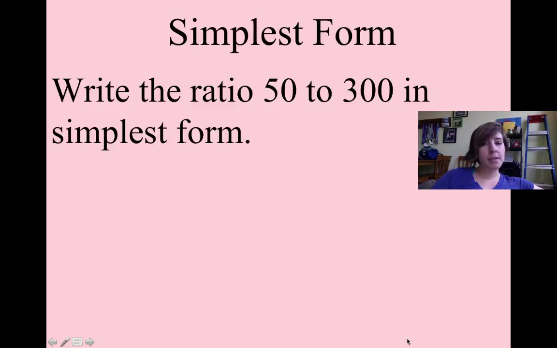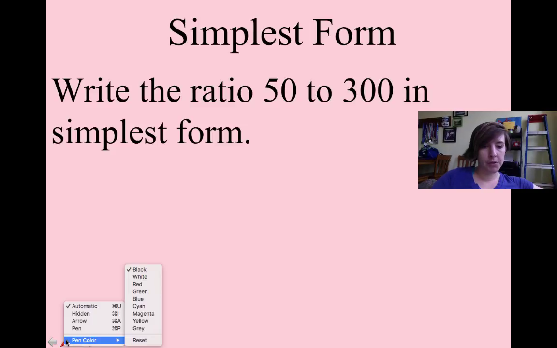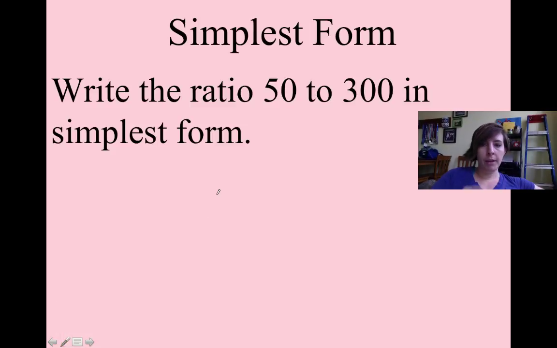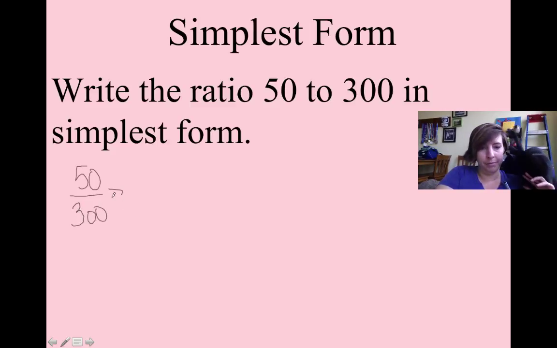This is a simple review that when you are talking about ratios, just like fractions, you want to put them in the simplest form possible. So the ratio of 50 to 300 in its simplest form. I can divide 50 by 2, which gets 25, and 300 divided by 2 is 150. I can go even farther than that.